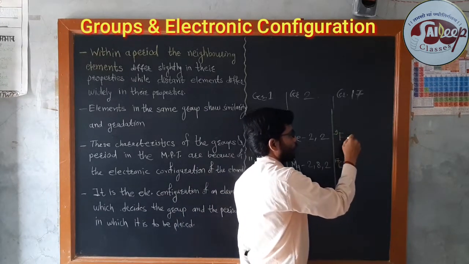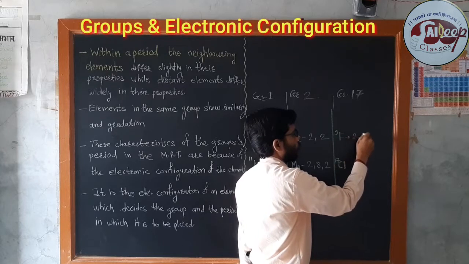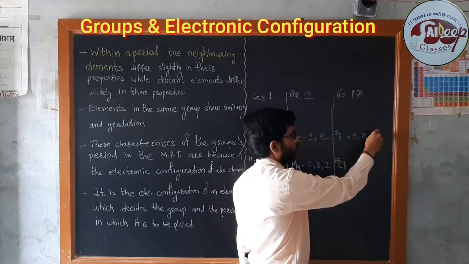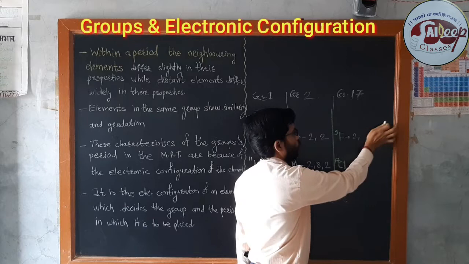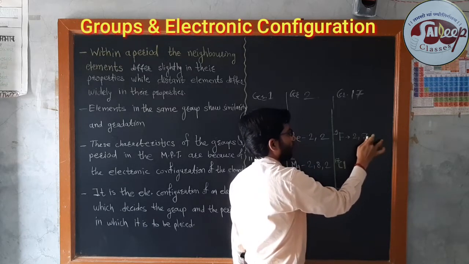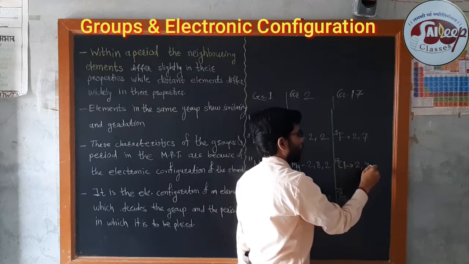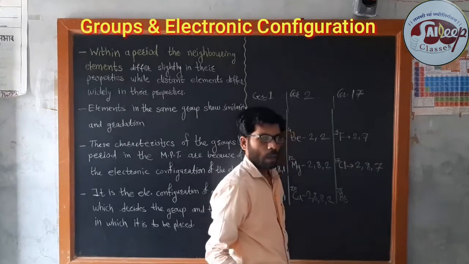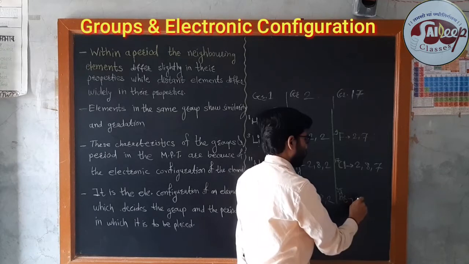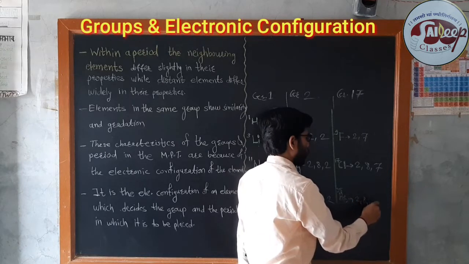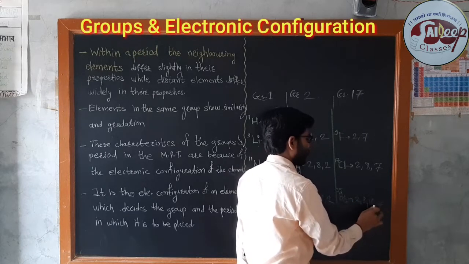Now group 17. Fluorine is 9, 2, 7. Chlorine is 17, 2, 8, 7, and the last one is bromine, 2, 8, 18, 7.